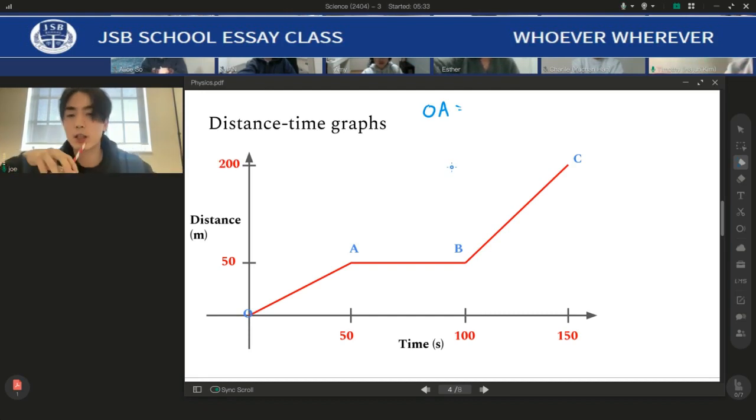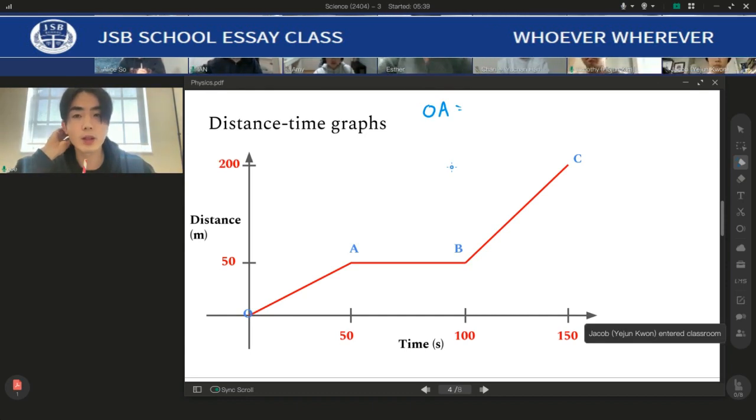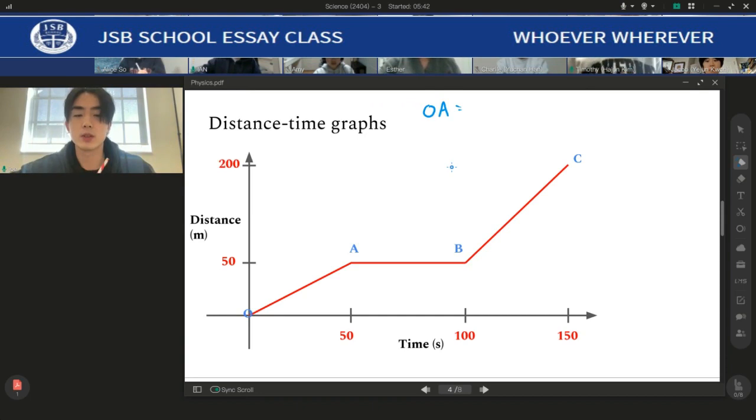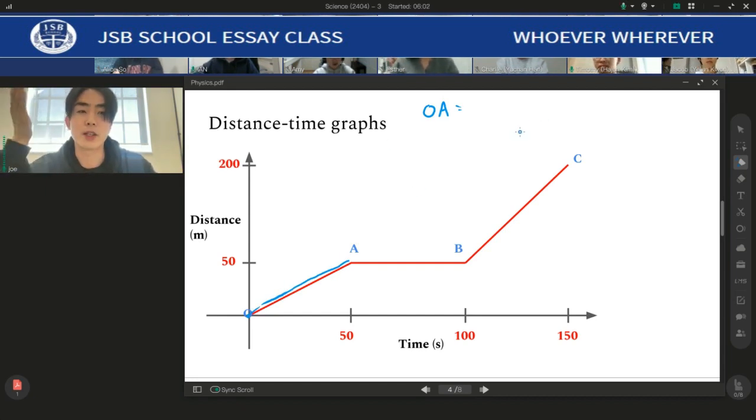Ian, any thoughts? The car moves. Yeah, good. How do we know the car is moving? Because distance has increased. Exactly, very good. So the car starts from 0, the distance is 0, and is moving upwards, which means the car is moving. If the car is moving, it means the car has some speed. So how do we work out the speed? Alice, any thoughts? How do you think we work out the speed of this car from O to A?